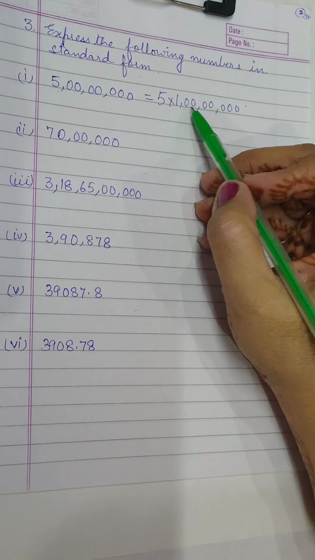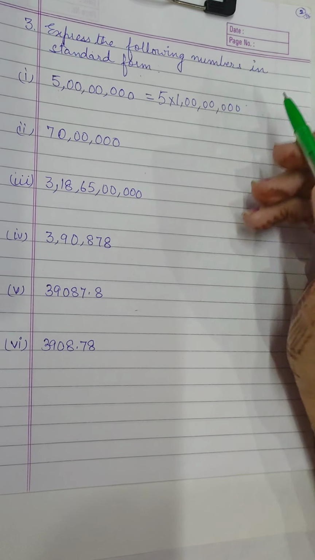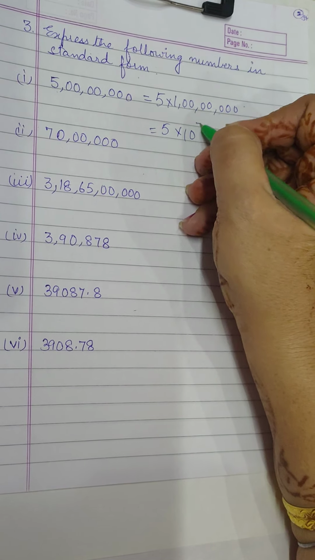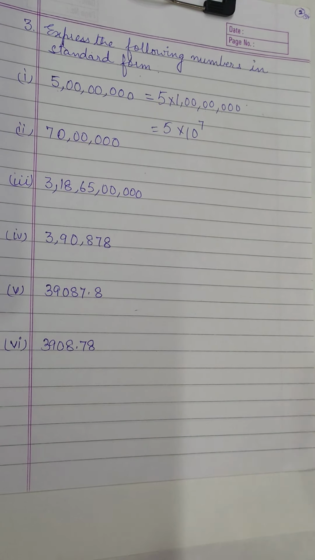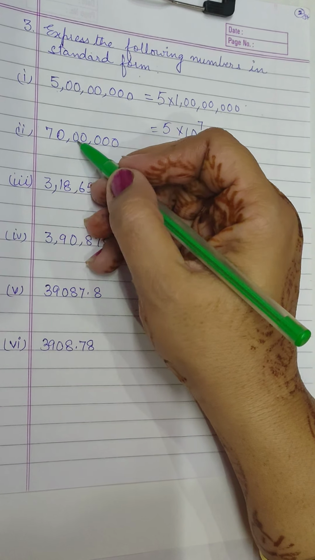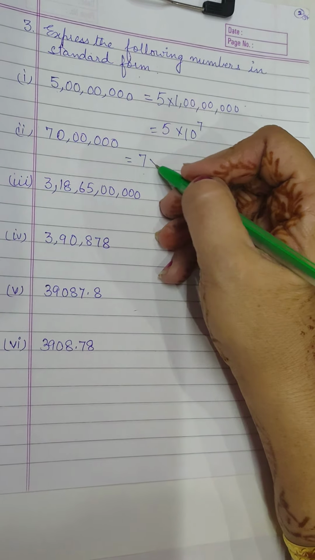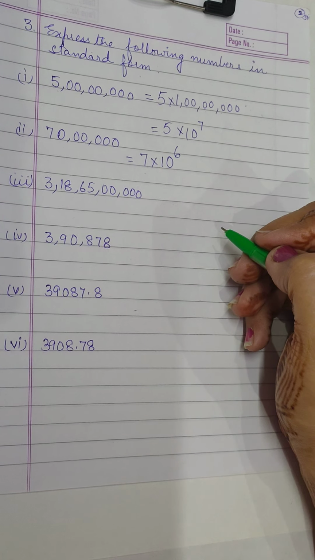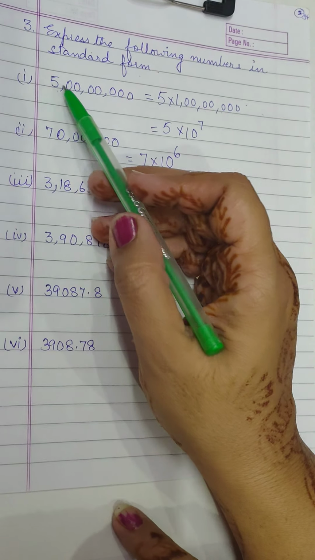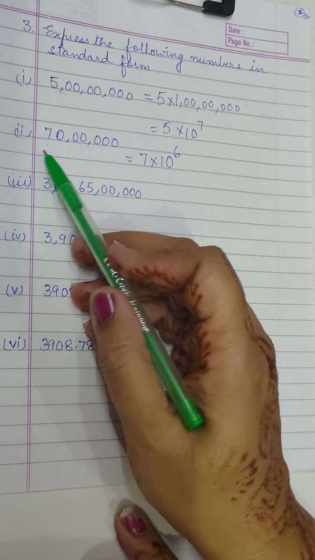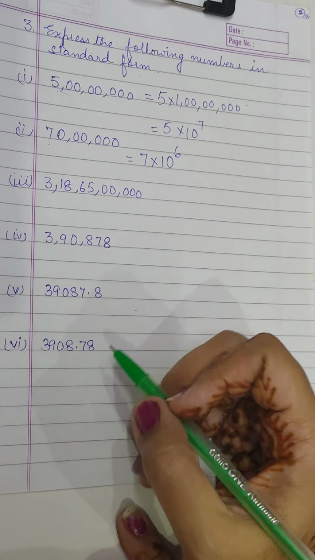This is 1 followed by 7 zeros. So this can be written as 5 into 10 raised to the power 7. See the second part. Again this is the same. 7 is followed by 6 zeros. So this can be written as 7 multiply 10 to the power 6. Now these were the cases where we had only one single non-zero digit in the whole number. So we wrote it directly.